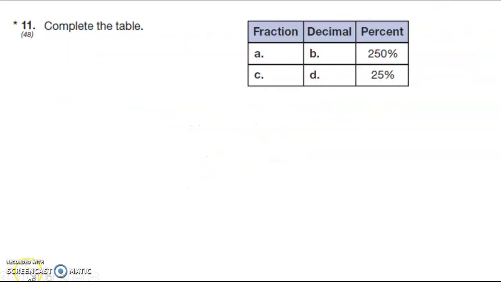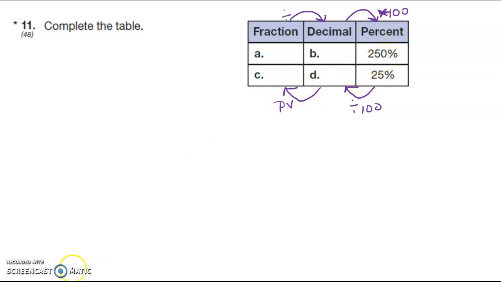Okay. Complete the table. So again, every time I see one of these, I kind of tell you how we're going to do it. To go from fraction to decimal, we divide. To go from decimal to percent, we multiply by 100. To go from percent to decimal, we divide by 100. And to go from decimal to fraction, we use the place value.